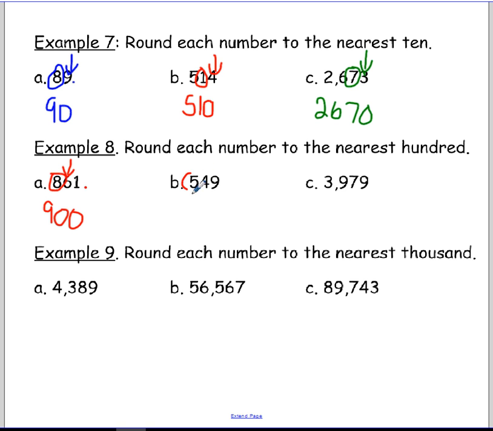549. Well, let's look at our 100s spot, which is the 5. The 4 next to it tells it to stay the same. So the 5 stays the same. The 4 turns to a 0, and anything after it turns to a 0.